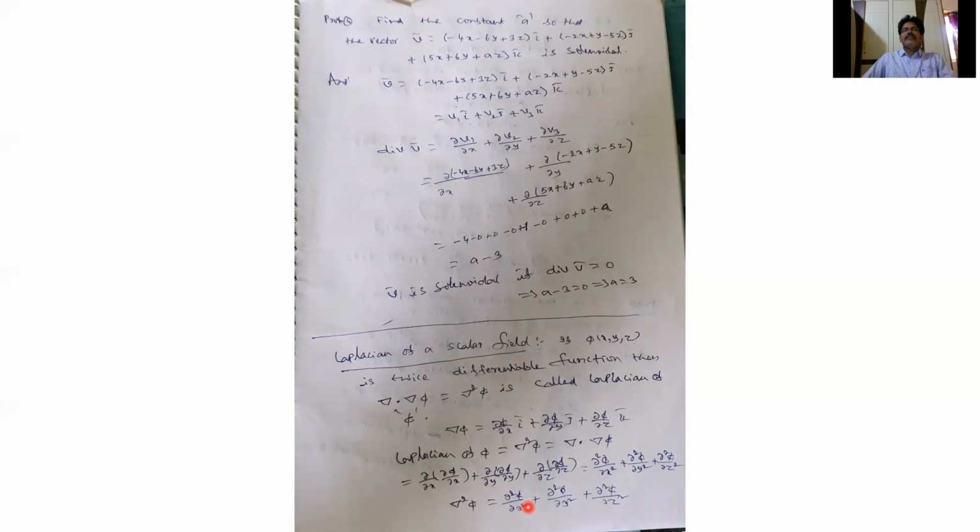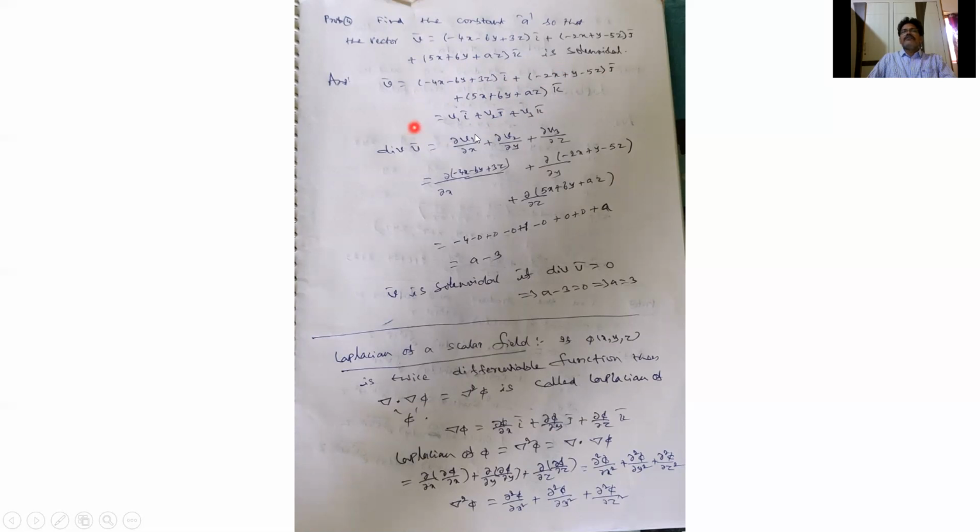So, we see another problem. Find the constant a so that the vector v bar = (4x − 6y + 3z) i bar + (−2x + y − 5z) j bar + (5x + 6y + az) k bar is solenoidal. Here v bar is of the form v1 i + v2 j + v3 k.